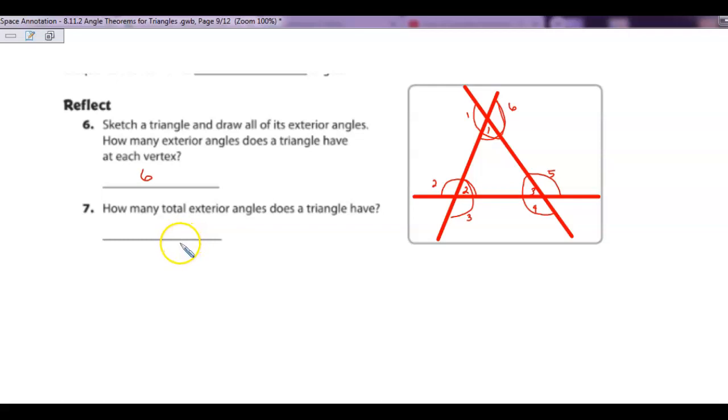How many total exterior angles does a triangle have? That is even counting the verticals here. So I have 1, 2, 3, 4, 5, 6, 7, 8, 9 total exteriors.